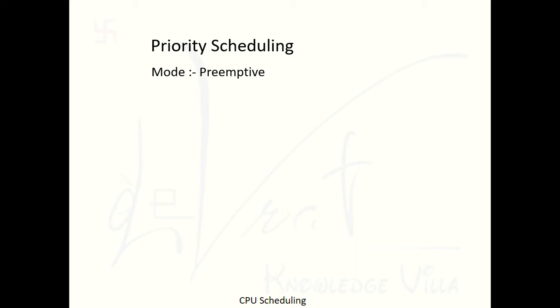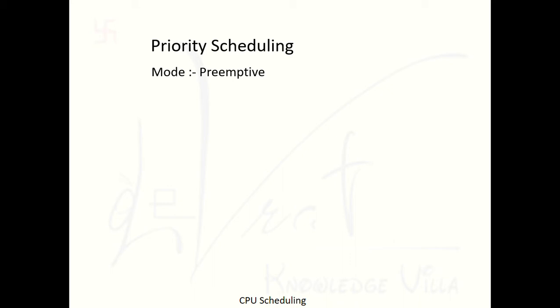As per our earlier discussion, priority scheduling works in both modes, preemptive mode as well as non-preemptive mode. In preemptive mode, we can stop a process in between its execution and allocate the CPU to another process. Whereas in non-preemptive mode, we can't stop any process in between the execution, and we can't allocate the CPU to another process before the completion of the first process's execution.